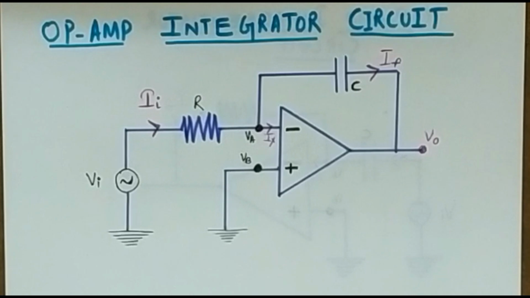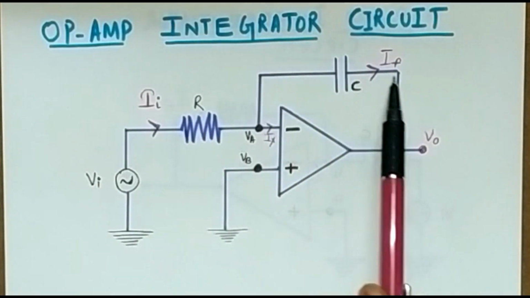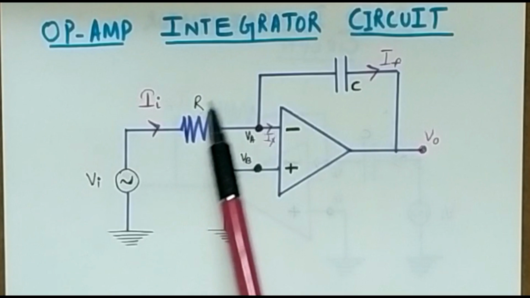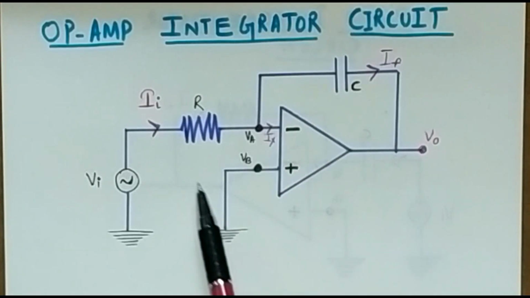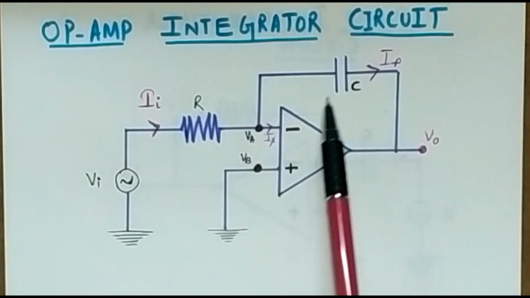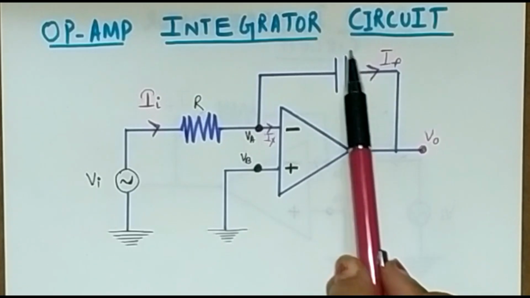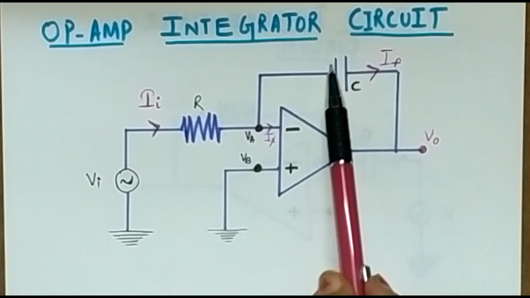Hello class. So today we are going to read a very important application of the operational amplifier. So we will read op-amp as an integrated circuit. If you see the diagram here, what are the changes? Instead of using the feedback resistor, we have used a capacitor.